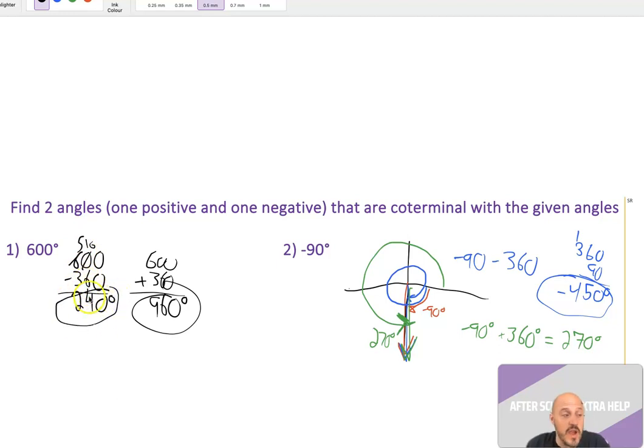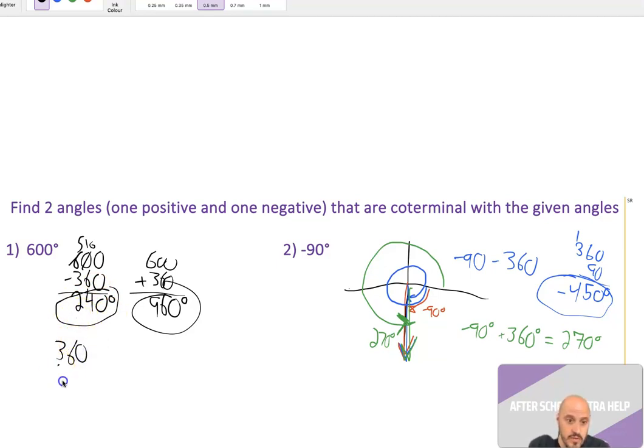Just because you subtracted 360 or 2 pi, don't just assume this is a negative coterminal angle. Do you see a negative angle? I don't. This is a positive angle, right? 240. So I'm going to have to do it once more, subtract 360 one more time.